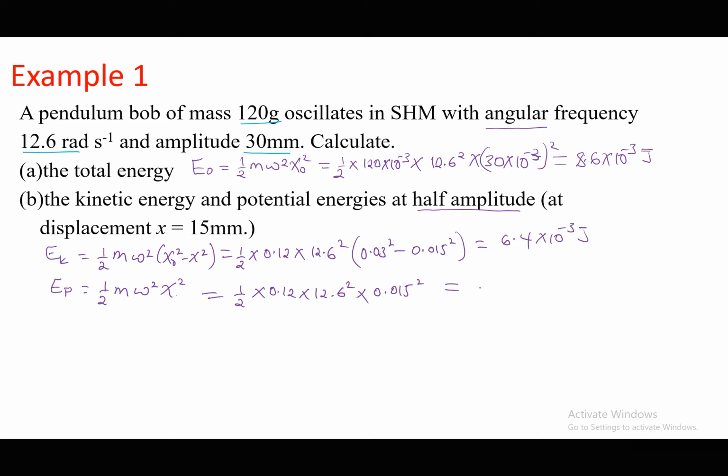So from my calculator, this is giving me 2.1 times 10 to the power of minus 3 joules. I have to check the previous one again because the sum must be the same. Okay, let me write this to more significant figures then.